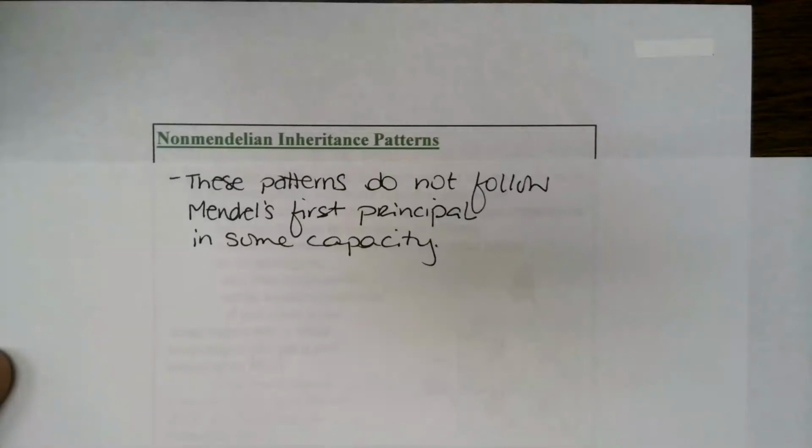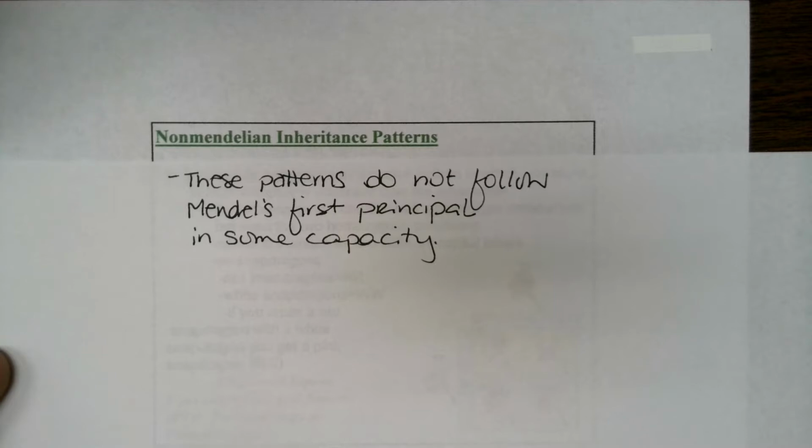Right, so as this says here, the inheritance patterns that we're going to talk about next are known as non-Mendelian inheritance patterns, and they do not follow Mendel's first principle in some capacity. Each of these is going to work a little bit differently, okay? As we go through this lecture, I'm going to work some problems of each type, and you're going to see that you have to write the alleles differently for each type. So here we go, okay?